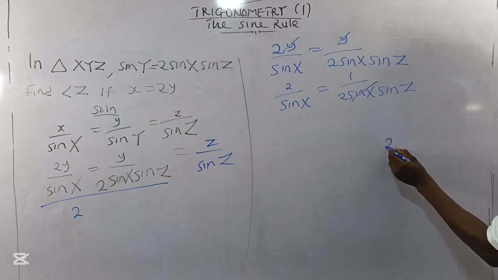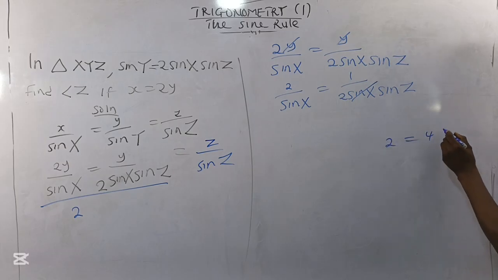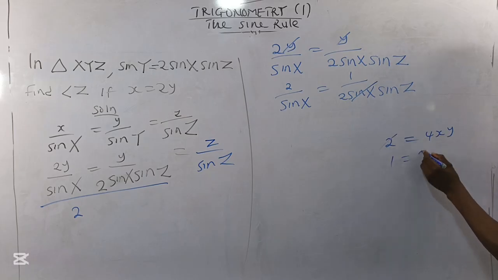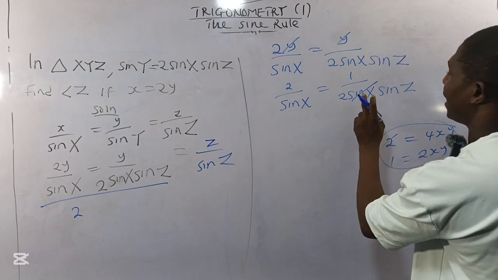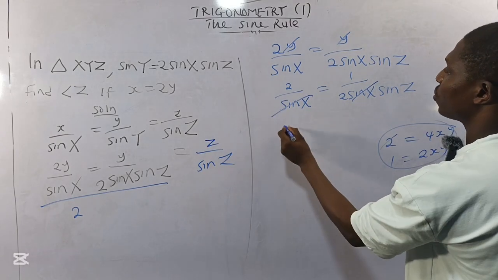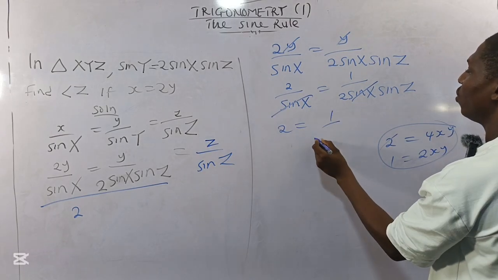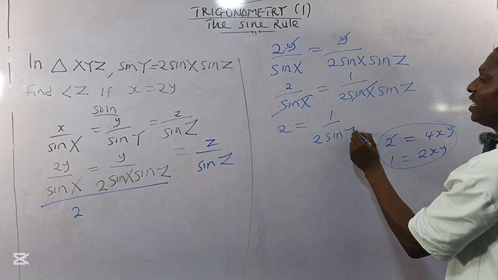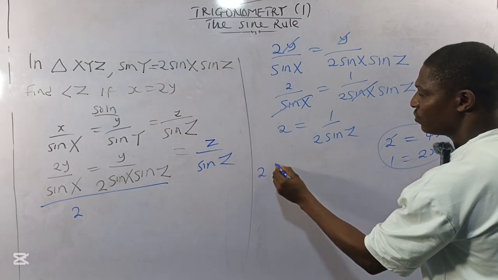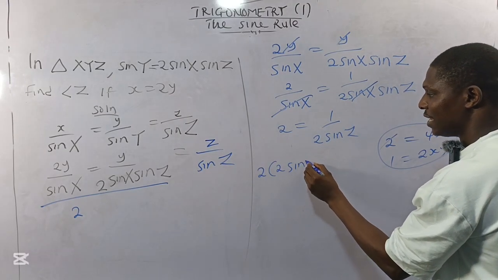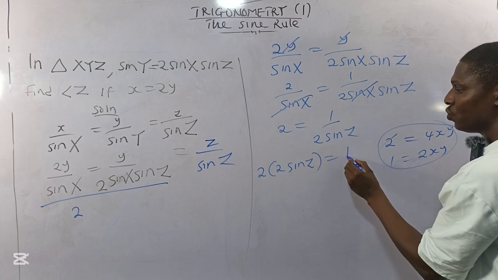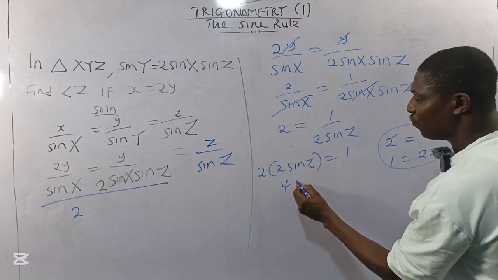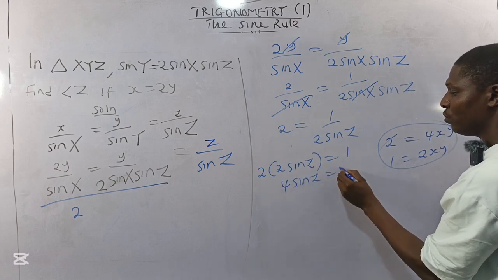Because if I have 2 equal 4xy, this is multiplication. So 2 here can give me 1, 2 here can give me 2x what? Y. So therefore, I can have this to cancel this. So I have 2 equals to 1 all over 2 sine z. And if I cross multiply, I'll have 2 brackets 2 sine z to be equals to what? 1. And this will give me 4 sine z to be equals to 1.